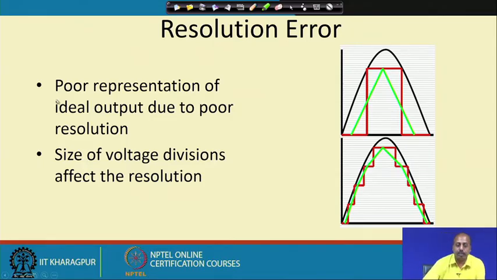So, this is the resolution error. We say that in the second case the resolution is more, because within the same maximum voltage I have more analog voltage levels that can be produced by the DAC. So, it is a poor representation of the ideal output due to poor resolution. This is the resolution error. The resolution expression is given by Vref divided by 2 to the power n, as we know. If the resolution value is low, then naturally it may be the case that we do not have so many voltage levels available, so it will give a poor resolution. The size of voltage divisions will affect the resolution. So, that we have already explained.